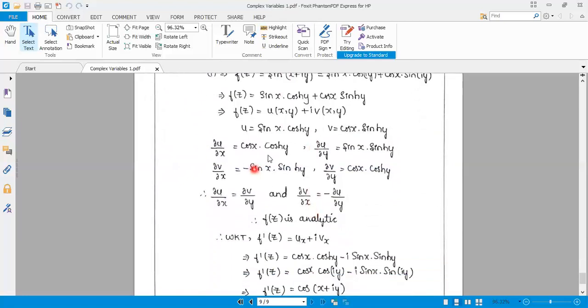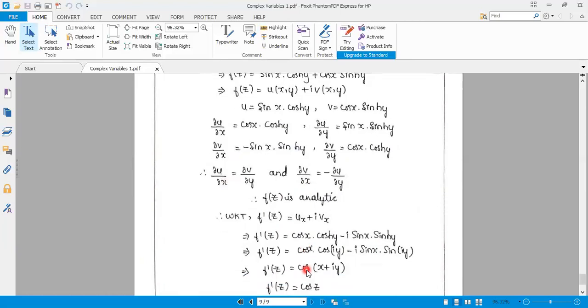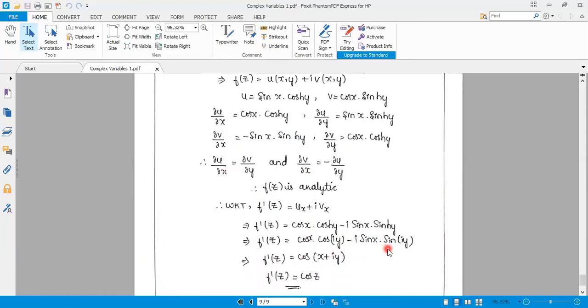So it satisfies the CR equations automatically. That means ∂u/∂x = ∂v/∂y and ∂v/∂x = −∂u/∂y. Therefore, f(z) is analytic. So you can find f'(z) by using the relation u_x + i v_x. So substitute u_x and substitute v_x. So you get cos x cos iy − i sin x sin iy.